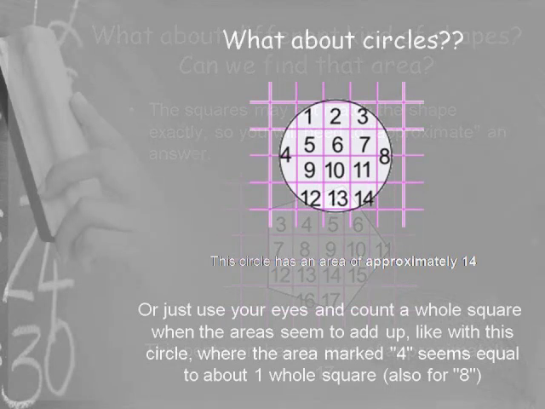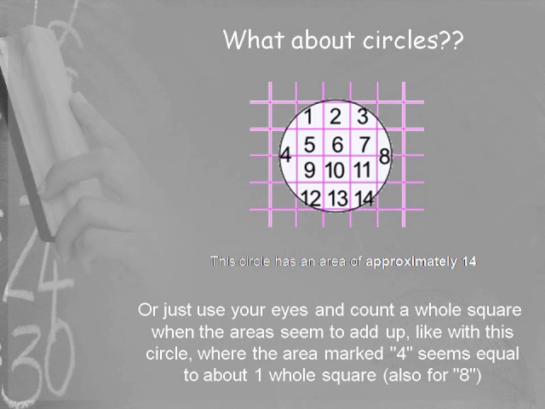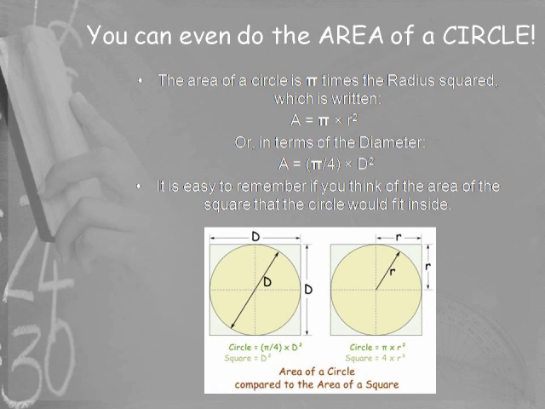We can also approximate answers using circles. Just use your eyes and count a whole square when the area seems to add up, like with this circle, where the area marked 4 seems equal to about 1 whole square, also for number 8. So when we count up the squares for this example, we can see that the circle has an area of approximately 14. You can even do this with the area of a circle.